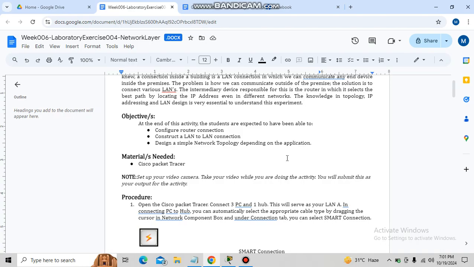Networking 1. So, for this lesson this week and this activity, we were tasked to construct a network topology based on the lesson of network layer in order to illustrate how routers work.